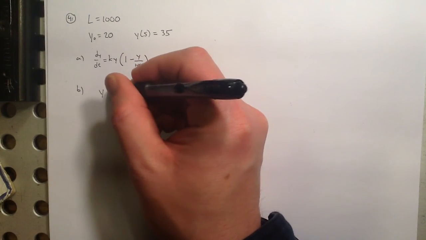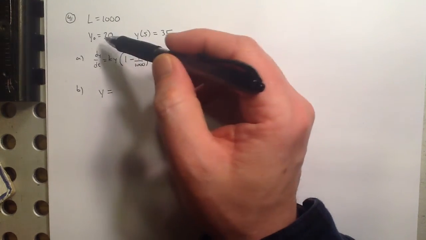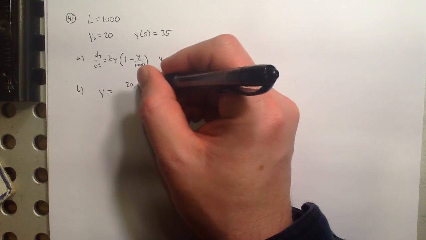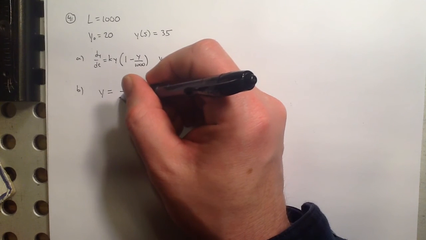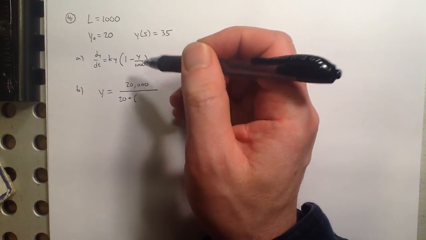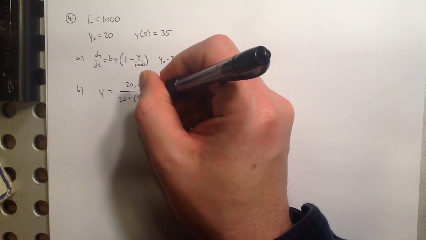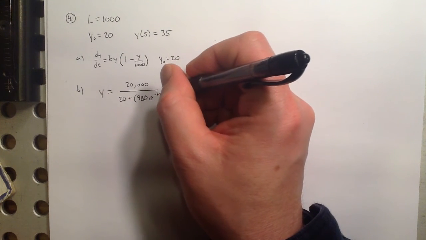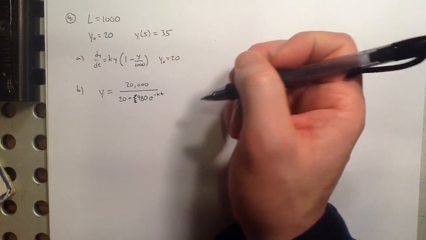So if you have that nearby to look at to see what I'm doing here. I know that y is equal to, on the top I have the initial value, which is 20, times the carrying capacity, which is 1,000. So that would be 20,000 on the top, over the initial value, plus L minus y. L minus y would be 980, times e to the negative kt. And I don't know why I put that open parentheses there.